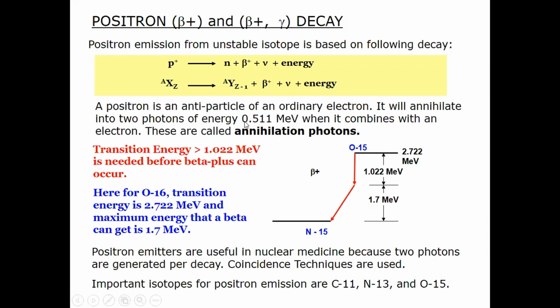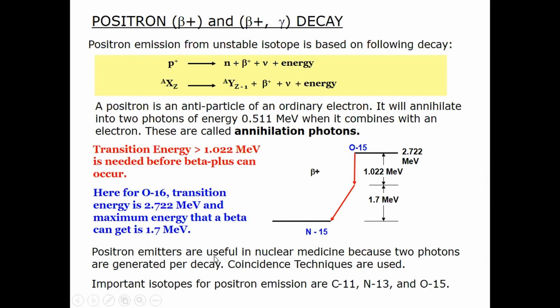Wherever you get this 0.511 million electron volt energy photons coming, you can say that they are coming from the destruction of the positron with the electron. The transition energy must be larger than 1.022 MeV, which is needed before a beta plus can happen. So here is one case where we see the oxygen undergoing beta plus decay and getting converted into nitrogen.